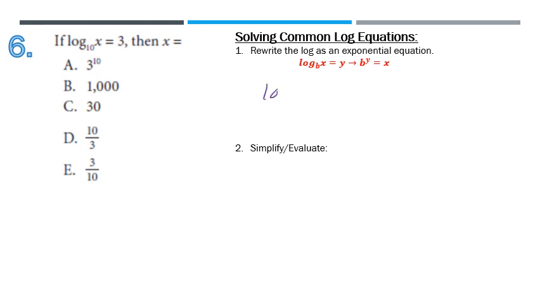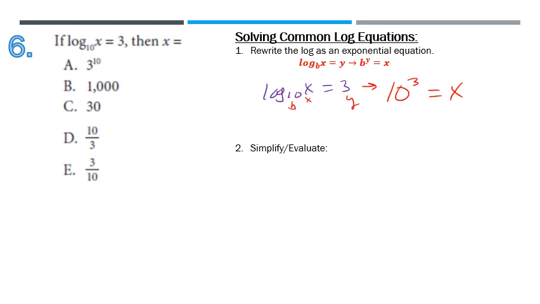So we have log base 10 of x equals 3. And therefore this is our b, this is our x, this is our y. So as an exponential, we are going to say b to the y equals x. So our b is 10, our y is 3, so 10 to the 3 equals x. Then simplify and evaluate.